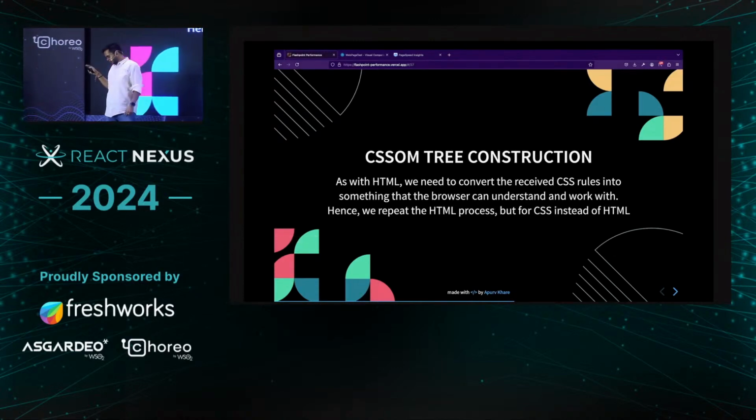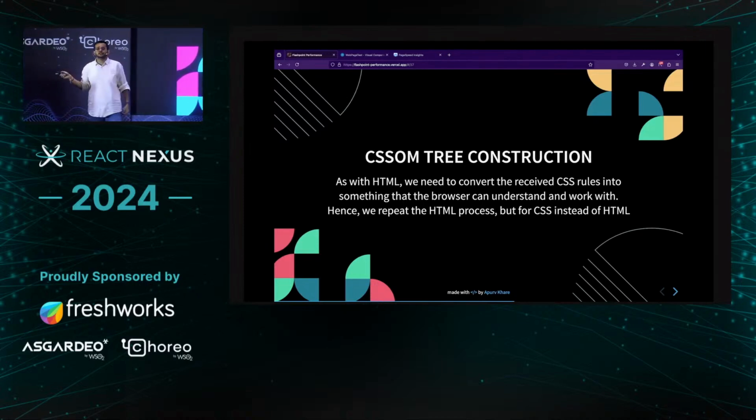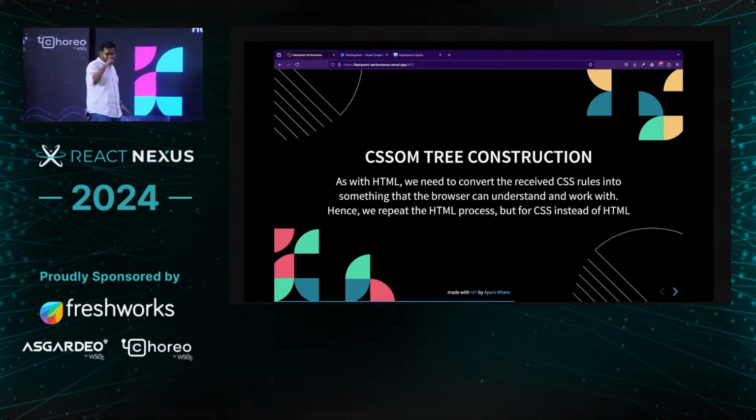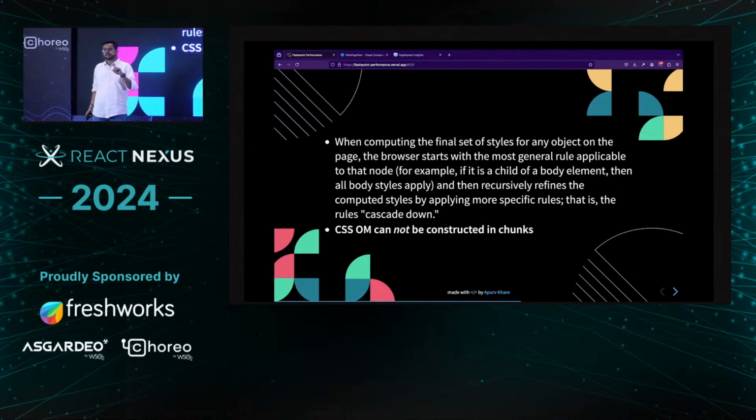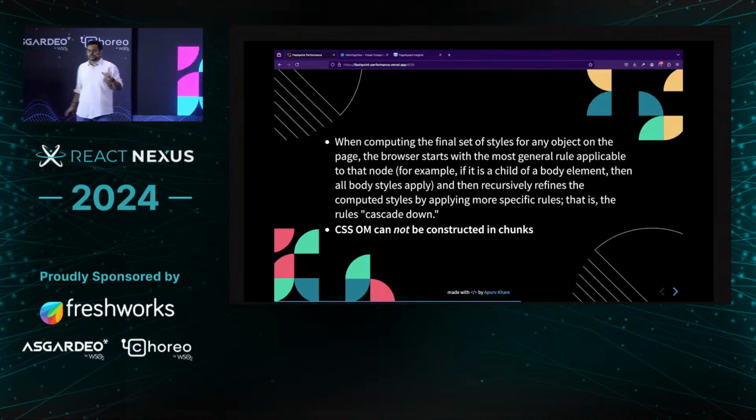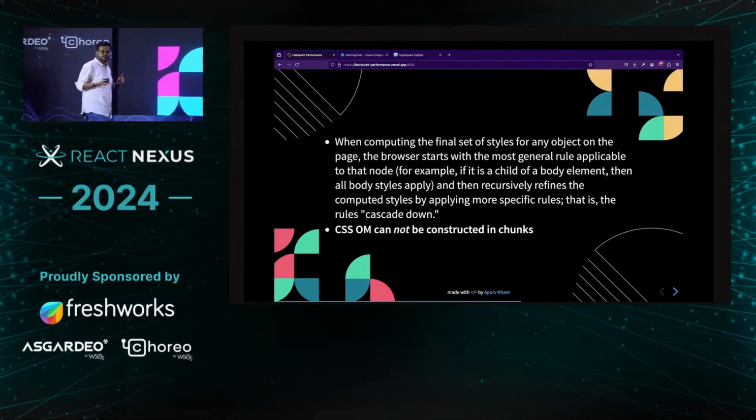The next phase is the CSS Object Model construction. As with HTML, same process, no difference. The difference is that the CSS Object Model cannot be constructed in chunks. Would anyone like to say why? Any guess?